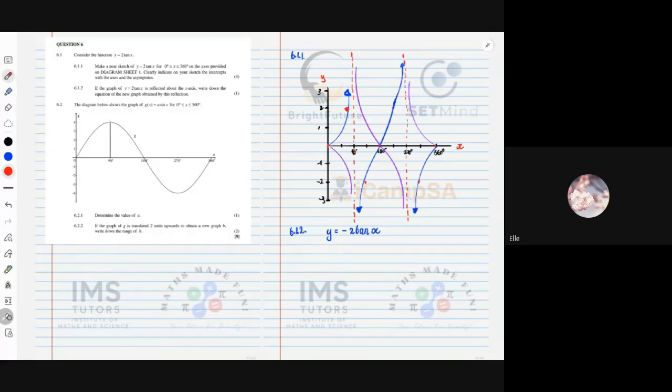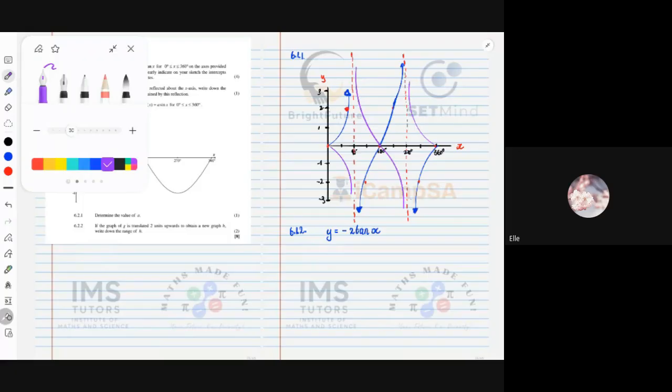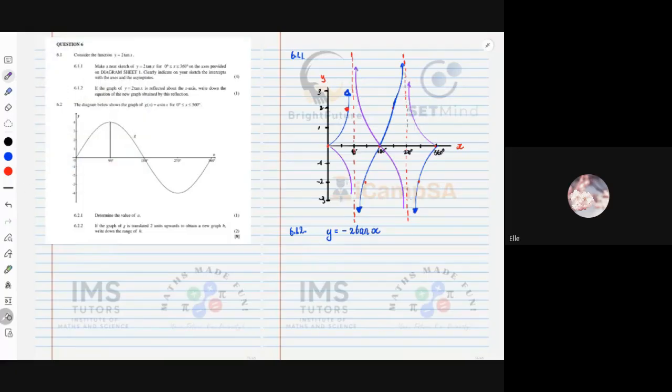That's your graph of reflection. If we just introduce that sign there, we're going to get this graph. It has been reflected about the x-axis. And then let's go to 6.2.